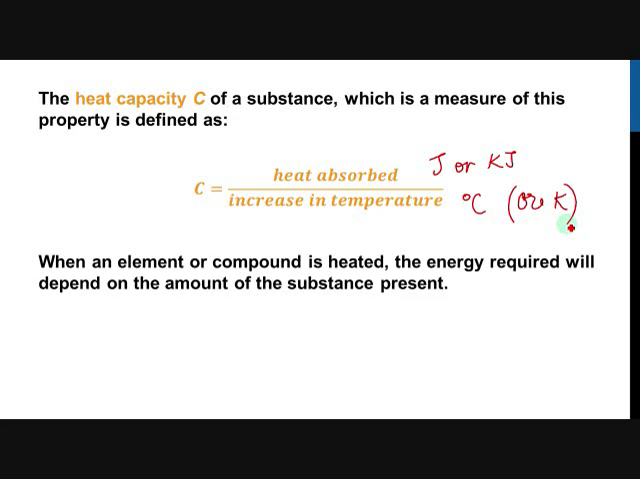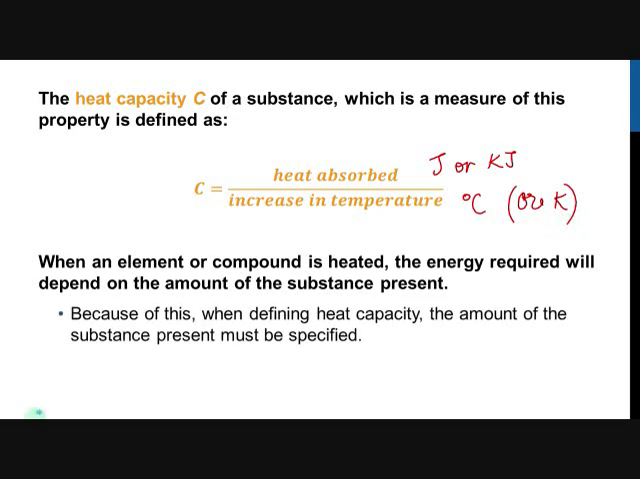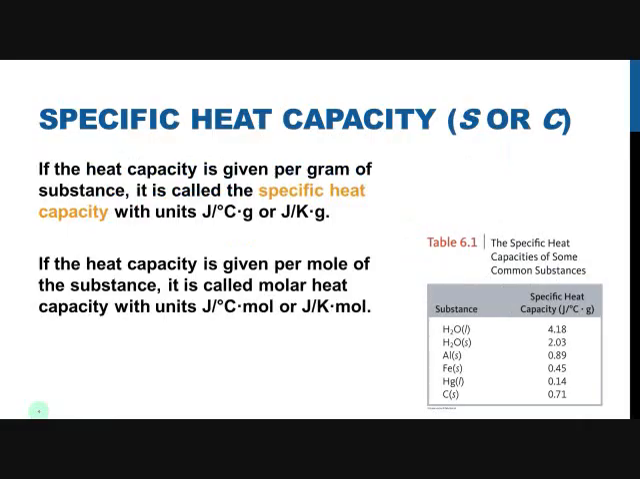Okay? So when an element or a compound is heated, the energy required will depend on the amount of the substance present. So we have things called specific heat capacity, so that we can specify the type of substance that is there or the amount of the substance that is there. I use C. Sometimes textbooks use S for specific heat capacity, but that has units of joules per gram degree Celsius or joules per gram Kelvin. So again, Celsius or Kelvin, interchangeable.